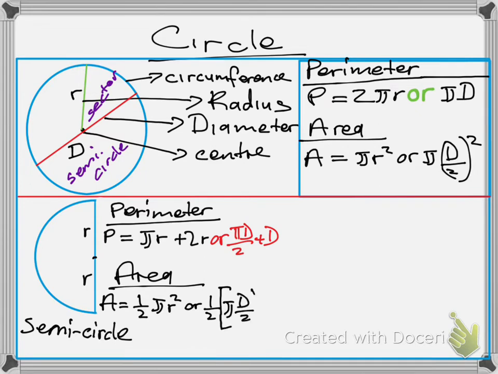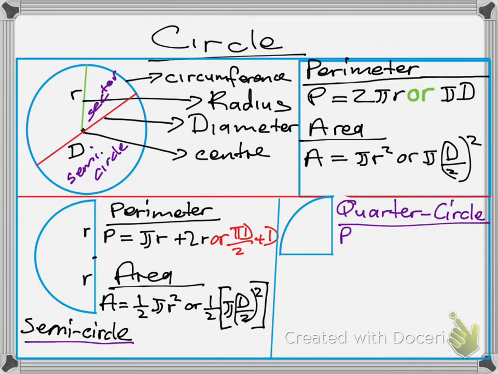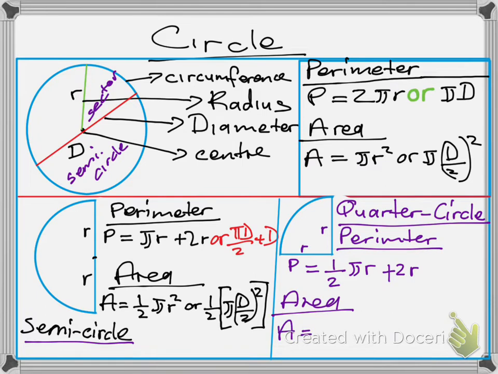And then if we divide a circle into 4 equal parts, what results is that we have a quarter circle. If we take one of the pieces, we call that a quarter circle. So for a quarter circle, the perimeter is going to be the distance of the arc, which is a quarter of 2 pi r, plus 2r. Or we can say it's going to be pi d divided by 4 plus 2 times r, which is the radius.